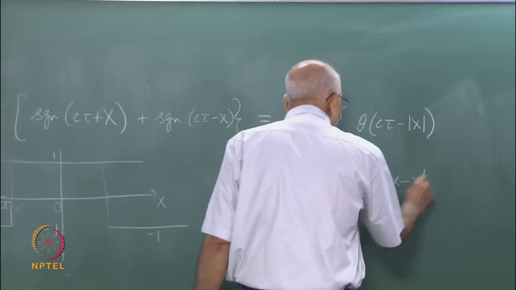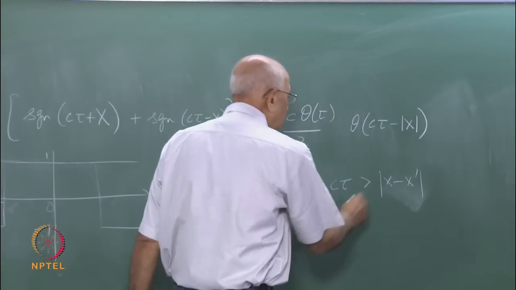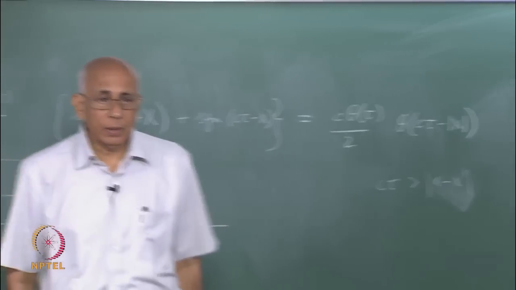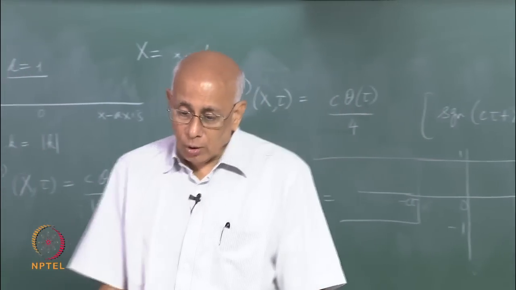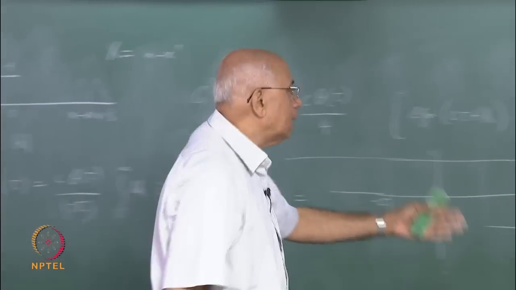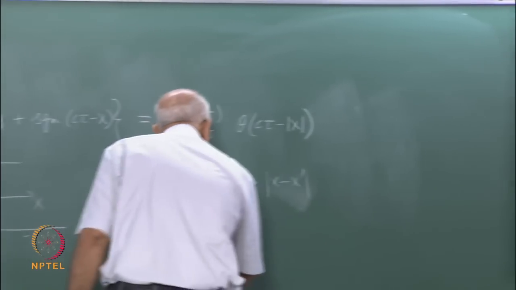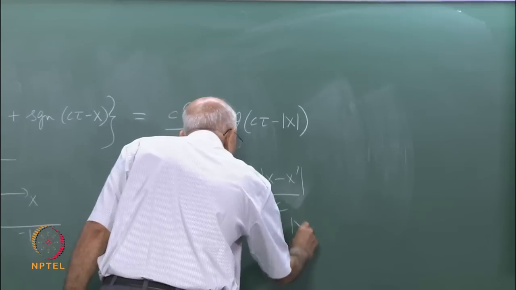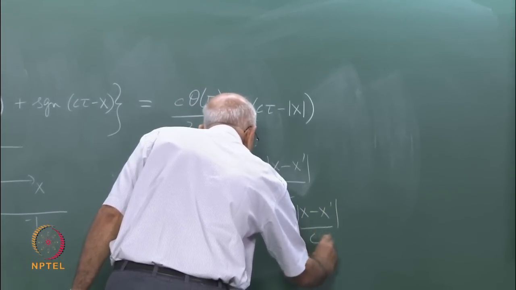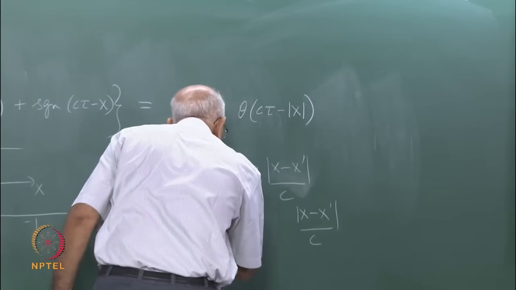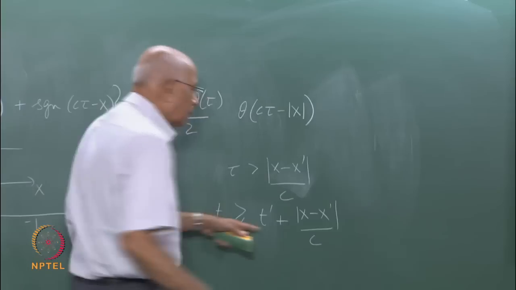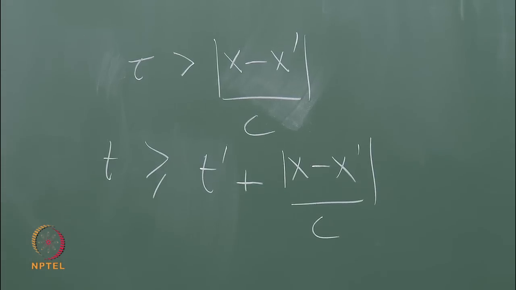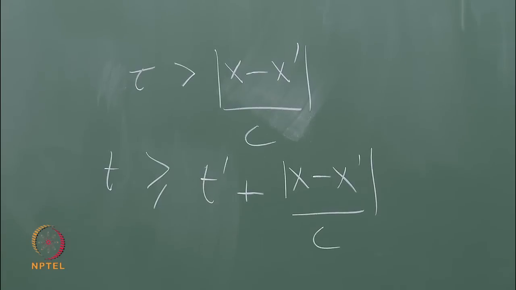greater than or equal to mod x minus x prime, which is exactly what you want because it says that you will not be able to reach, let us say, inequality in t. As you can see, this is over c, so t minus t prime is greater than mod x minus x prime over c, or t is greater than or equal to t prime plus this. That is exactly what you want, by causality plus the fact that you have retarded response.